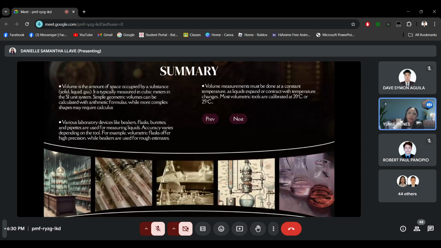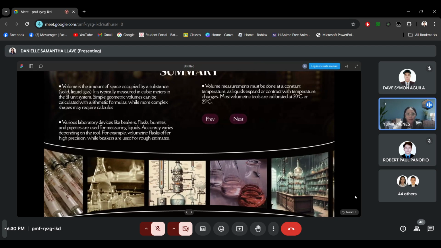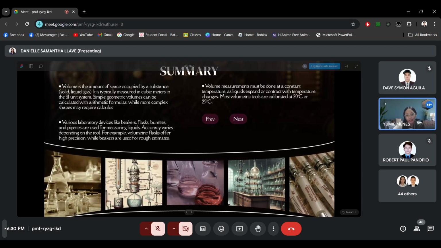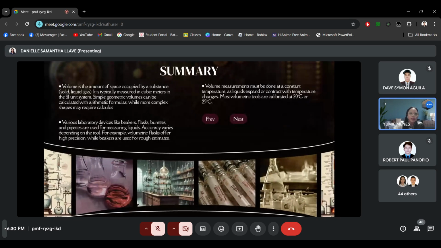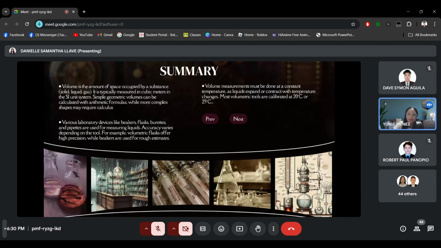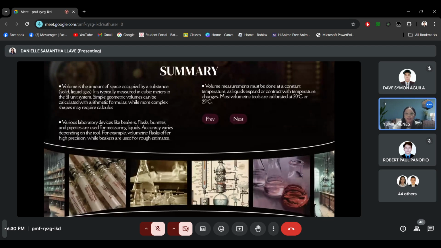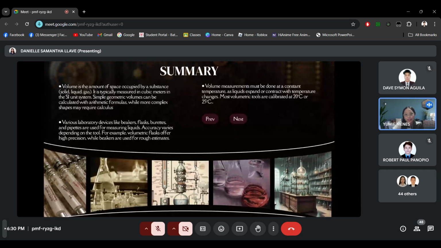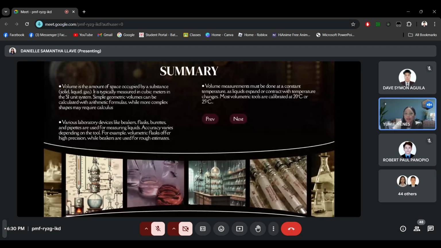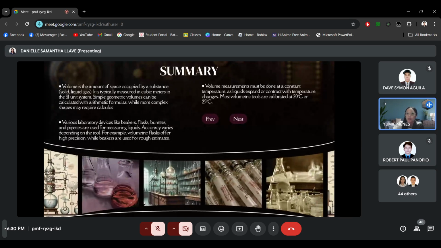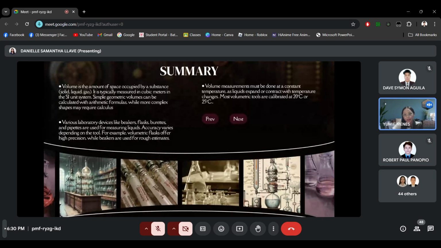Next, various laboratory devices like beakers, flasks, burettes, and pipettes are used for measuring liquids. Accuracy varies depending on the tool. For example, volumetric flasks offer high precision while beakers are used for rough estimates. And lastly, volume measurements must be done at a constant temperature as liquids expand or contract with temperature changes. Most volumetric tools are calibrated at 20 degrees Celsius or 25 degrees Celsius.